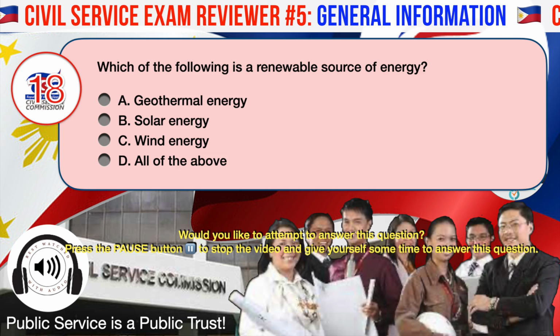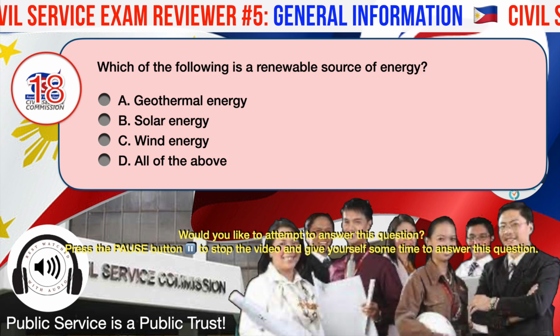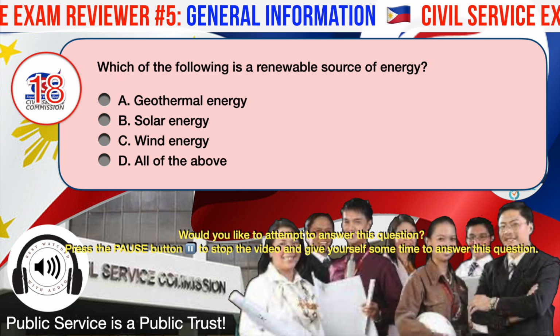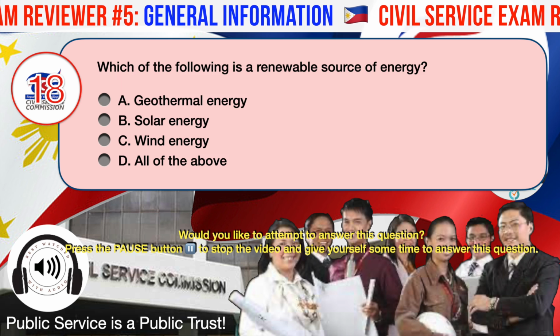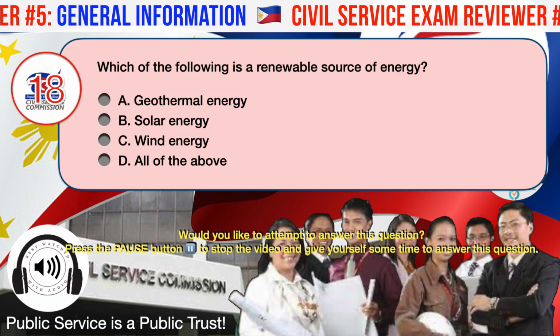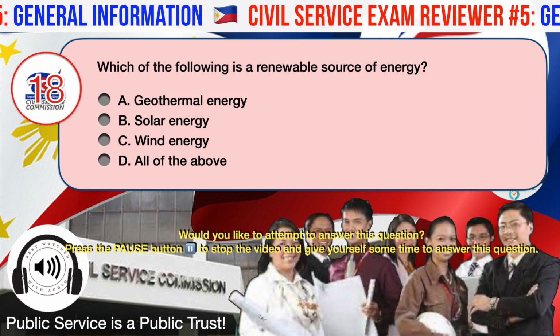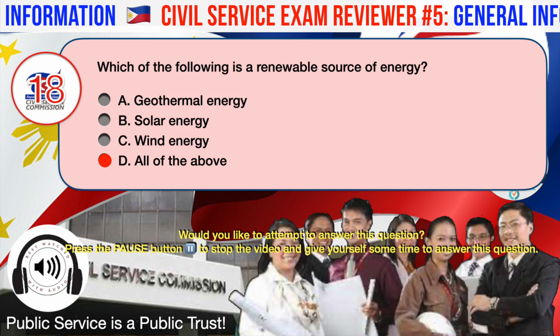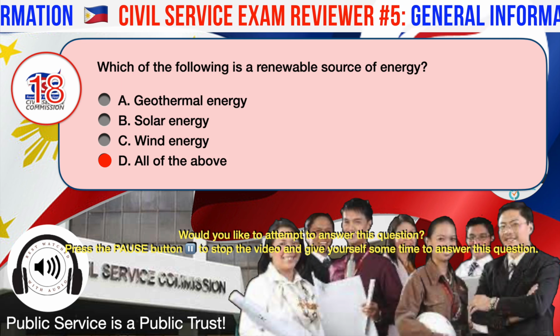Question number 18. Which of the following is a renewable source of energy? A. Geothermal energy. B. Solar energy. C. Wind energy. D. All of the above. The correct answer is D. All of the given answer choices are examples of renewable sources of energy.